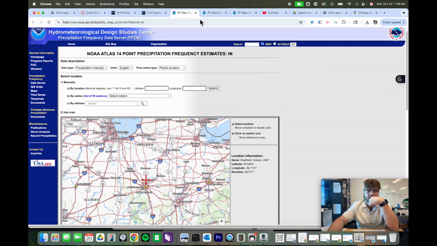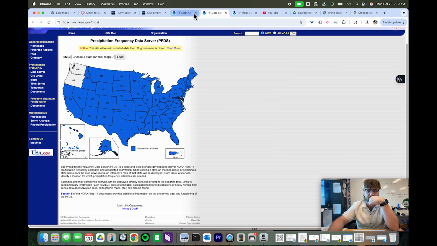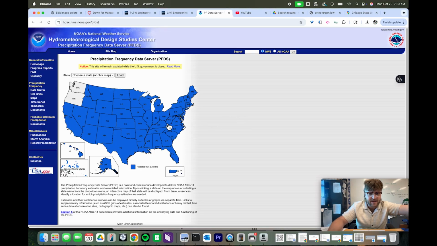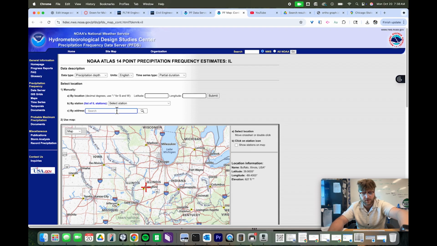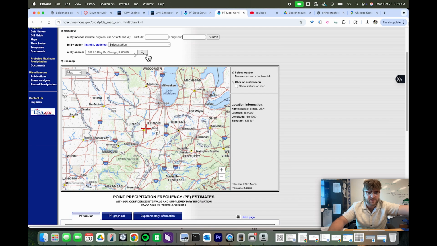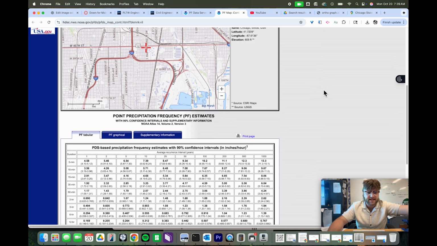Let's go to our PF map, the point frequency map. Here we go. So precipitation frequency data server. We're going to go Illinois. And then we're going to be up in good old Chicago. I'm going to go ahead and type this in now. We want to make sure that we have the precipitation intensity here. And then we also want to make sure that we have the partial duration. Let's go ahead and click search. Excellent. So now we've got that set up.